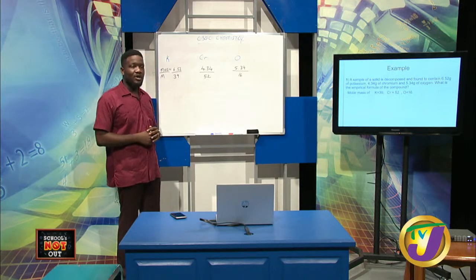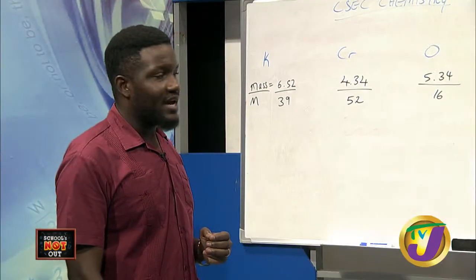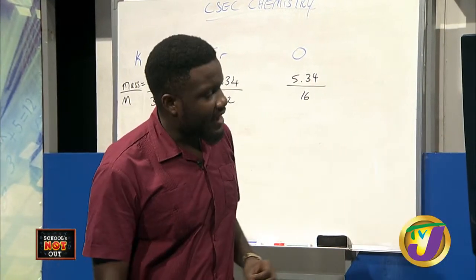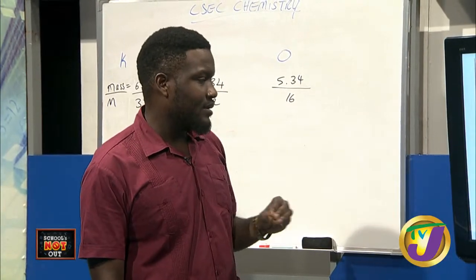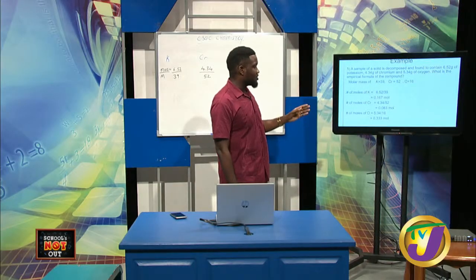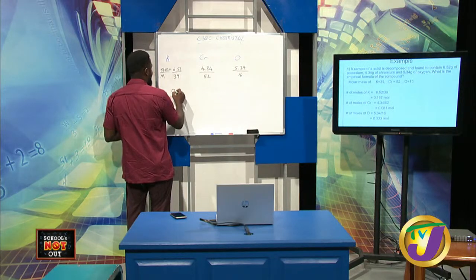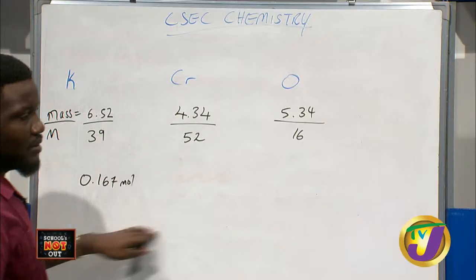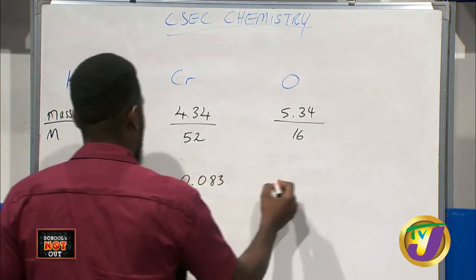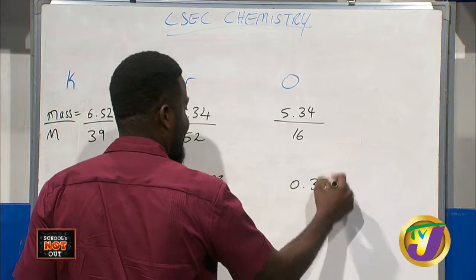Then you can go on and divide by the smallest. All right? So the same thing I've done here on the slide now. So what I've done is said the number of moles of potassium, which is 6.52, divided by the 39, and you get 1.67. Then the number of moles of chromium, right, is 4.34 divided by the 52. And for oxygen, it's 5.34 divided by the 16. So for potassium, we got 0.167 mole. For chromium, we got 0.083, and for oxygen we got 0.33 mole. I'm going to put that next three there because there are three decimal places.